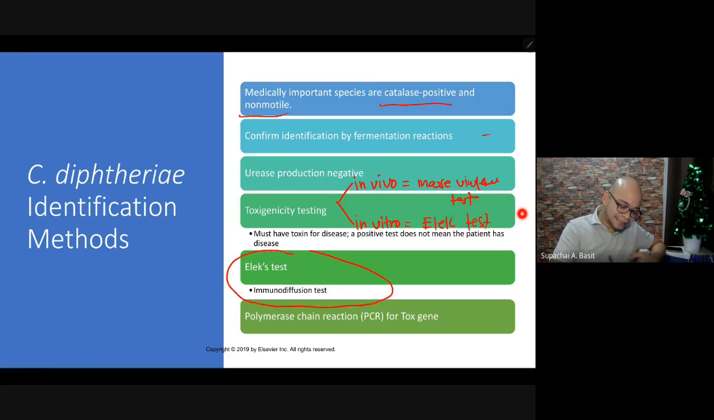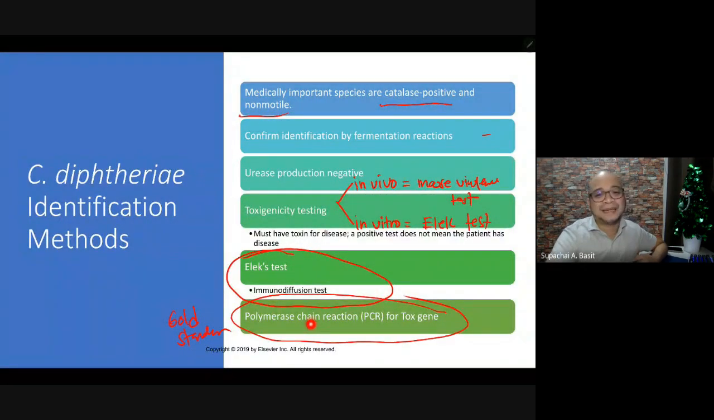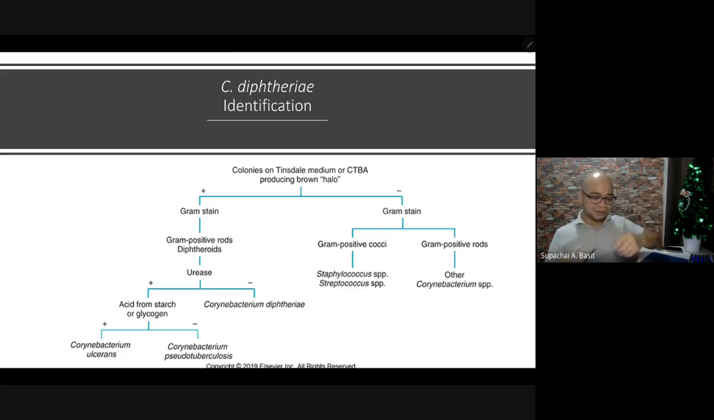The Elek test is an example of an immunodiffusion test. Of course, this will tell us whether the Corynebacterium diphtheriae that we have isolated is indeed toxigenic. But the gold standard is the molecular technique. We can do PCR and look for the presence of the tox gene. But this one is expensive. So just to give you a background.